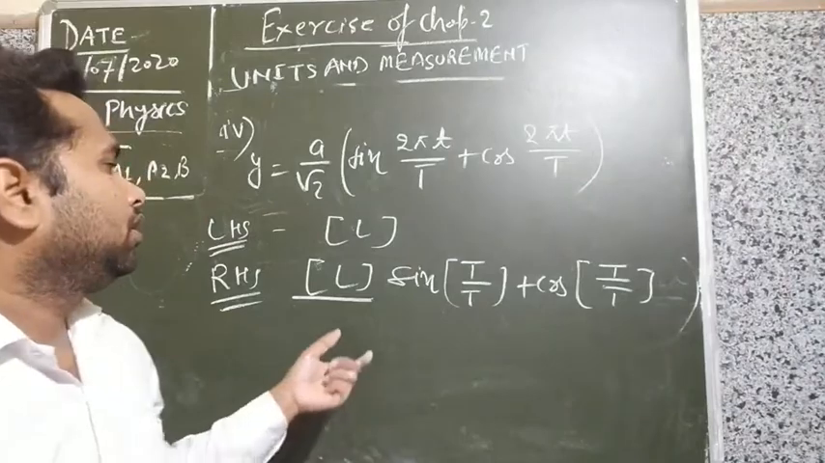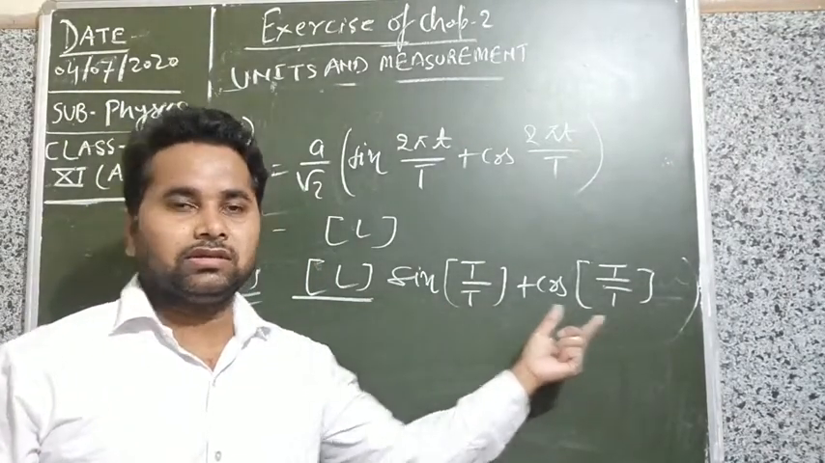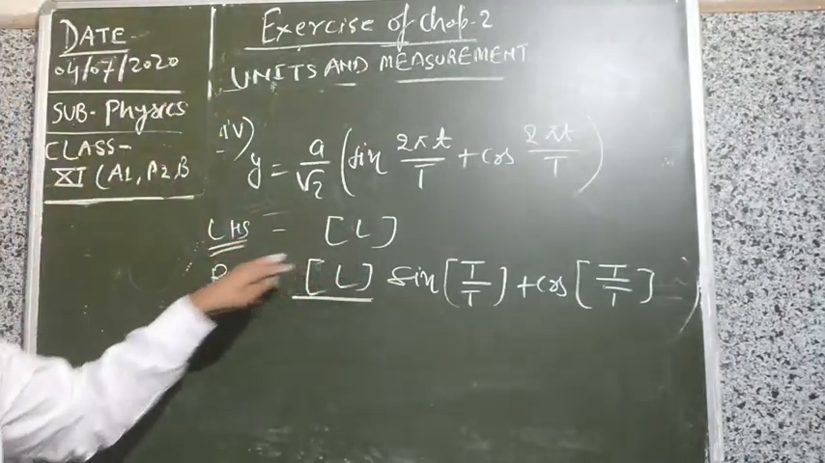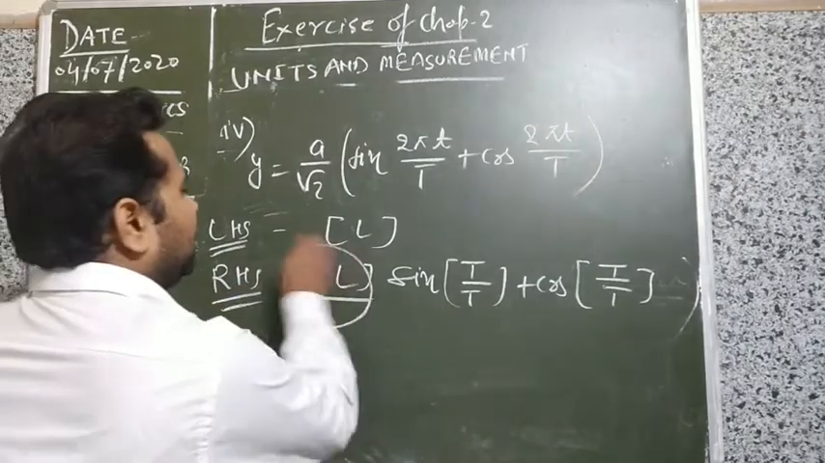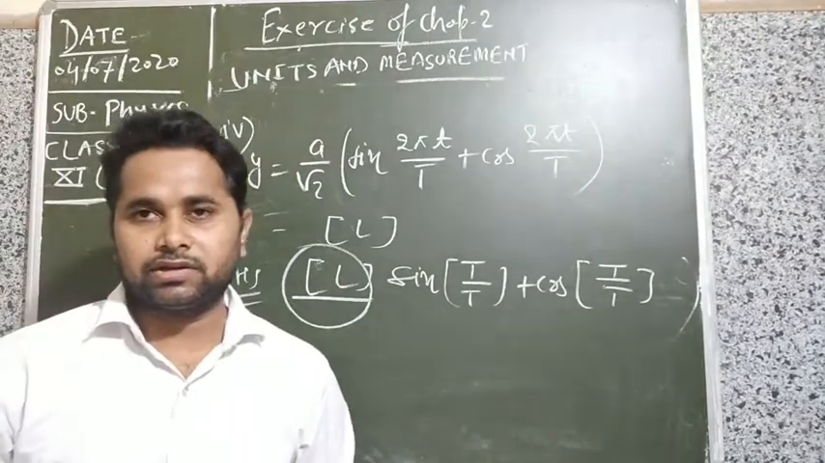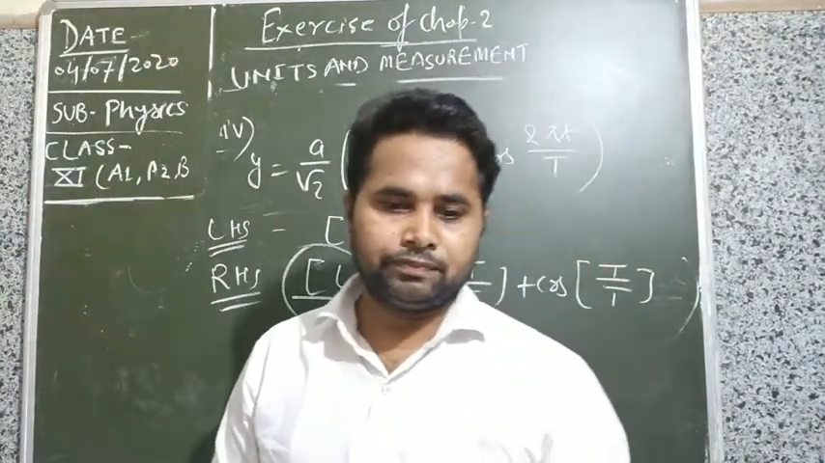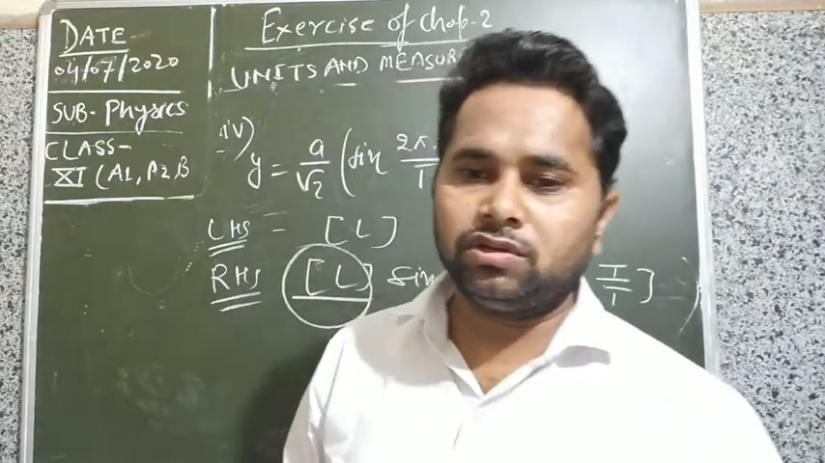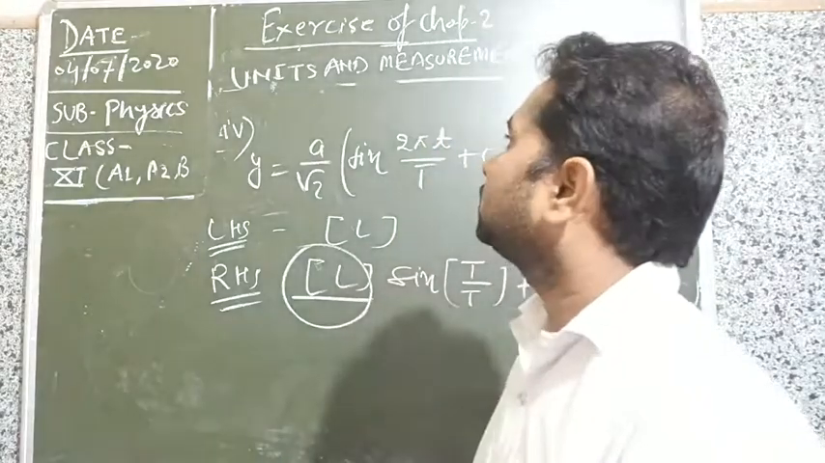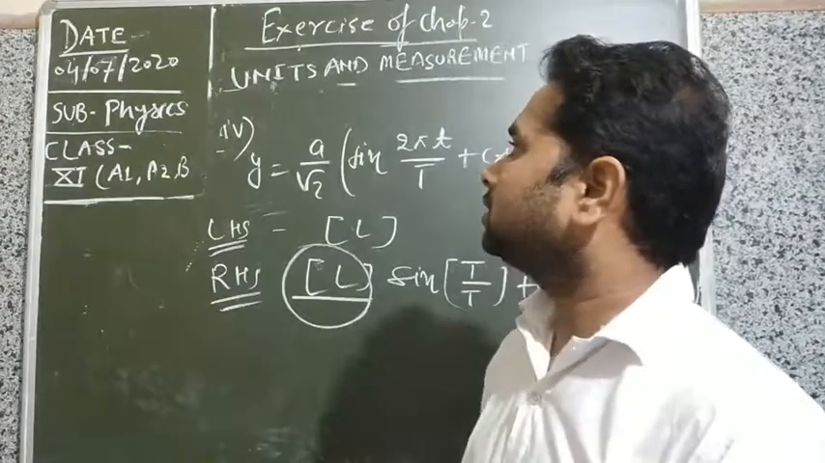So check here. It shows the angles are dimensionless. There is no dimension of angles here. So finally the left hand side dimension is L, and the right hand side dimension is only L. So this relation is dimensionally correct. This was question number 2.14. We will solve some more questions from this exercise, numerical portion only. For today's lecture, these questions are sufficient.